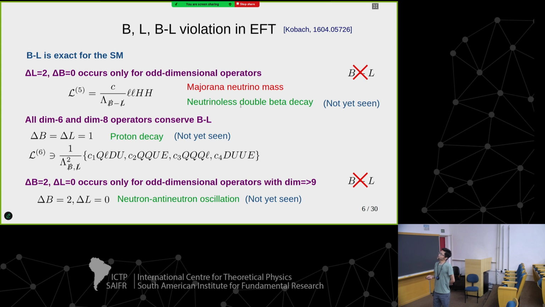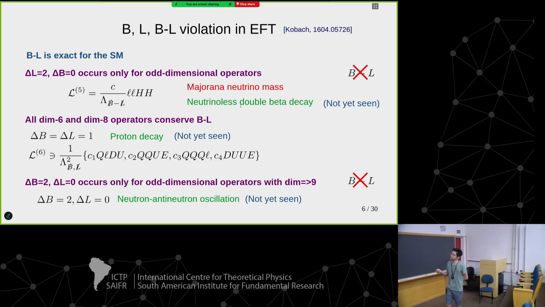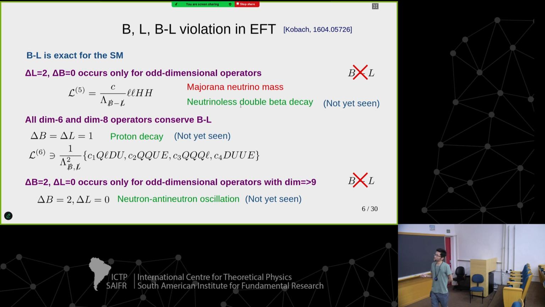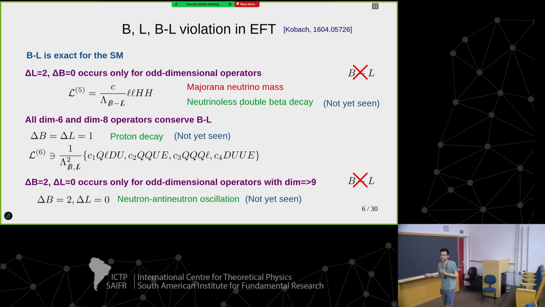To stress, for dimension 5, 9, and actually 7 also violates B minus L. I did not put it here, because at dimension 7 you can have an operator related to neutrino mass, but you can also have an operator which breaks L by 1 unit and B by minus 1 unit, so you still break B minus L. This can also lead to proton decay, but with a distinct kind of signature.